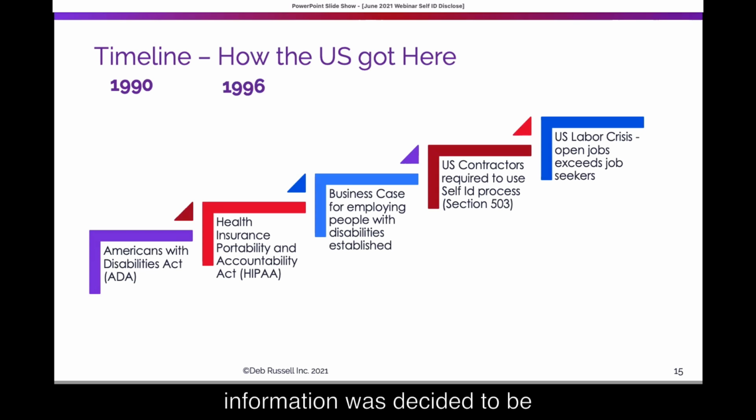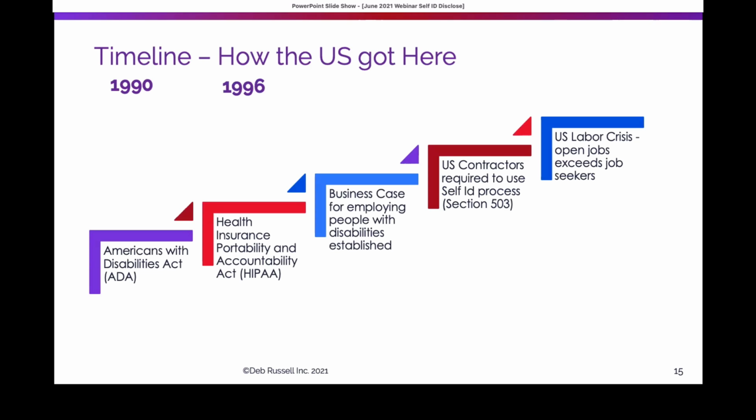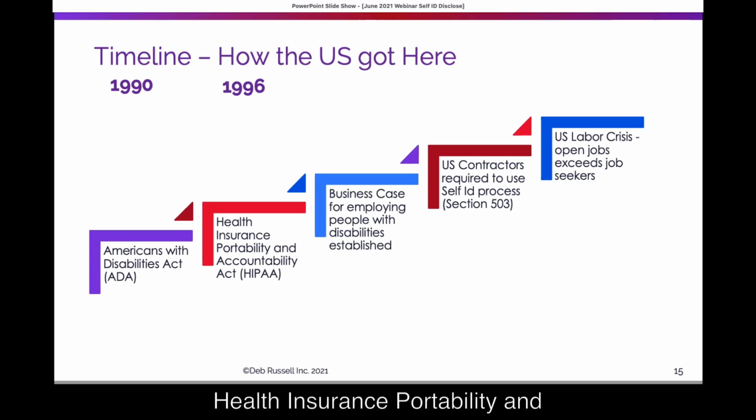And most of the information was decided to be covered when the Health Insurance Portability and Accountability Act, which we call HIPAA, came to be in 1996. Disability became health information, and that became the excuse for why companies didn't want to know if somebody had a disability. They didn't want to ask that question. They didn't want anybody to volunteer that information unless they absolutely had to.